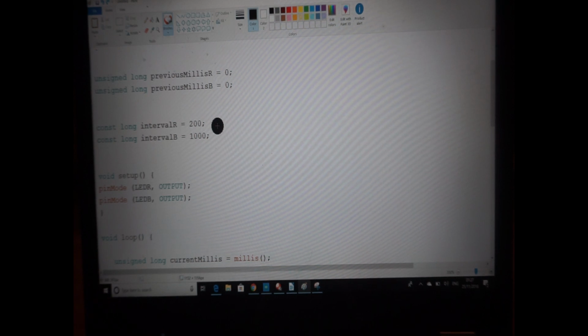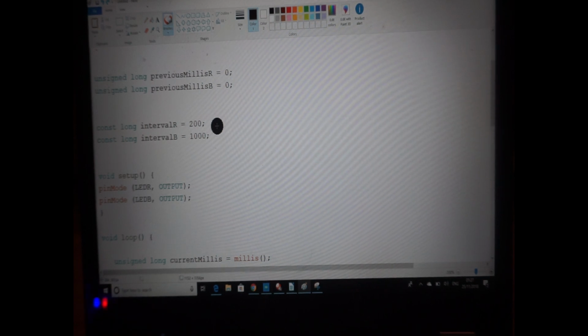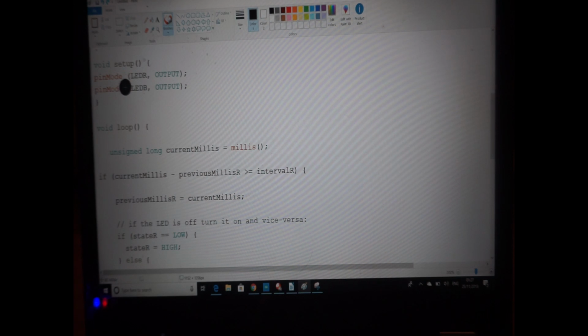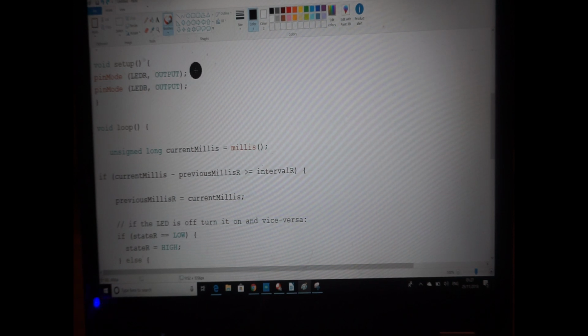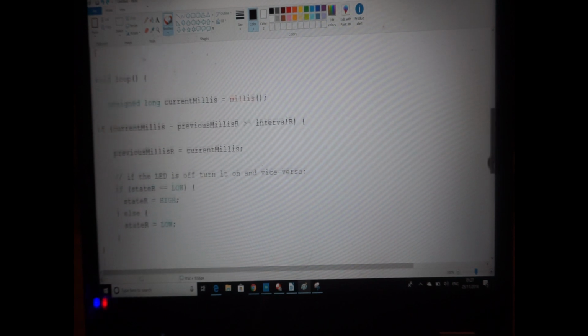For our red, the interval is going to be 200 milliseconds and our blue is going to be 1000 milliseconds. So on and off times for those. In our setup, they're both outputs. We go to our loop.